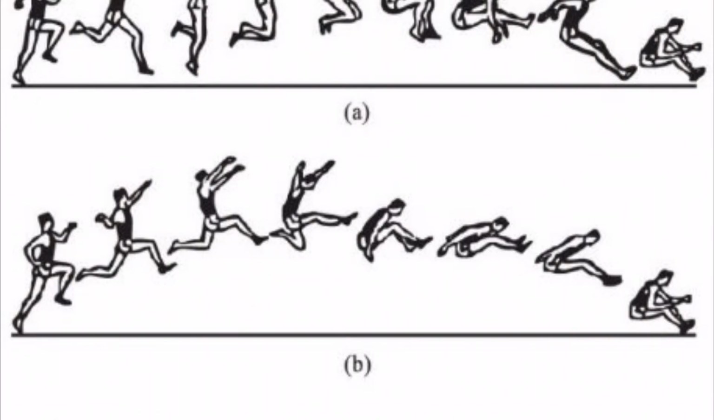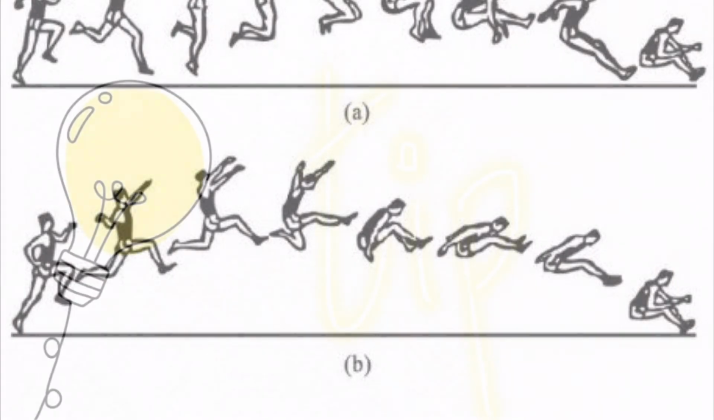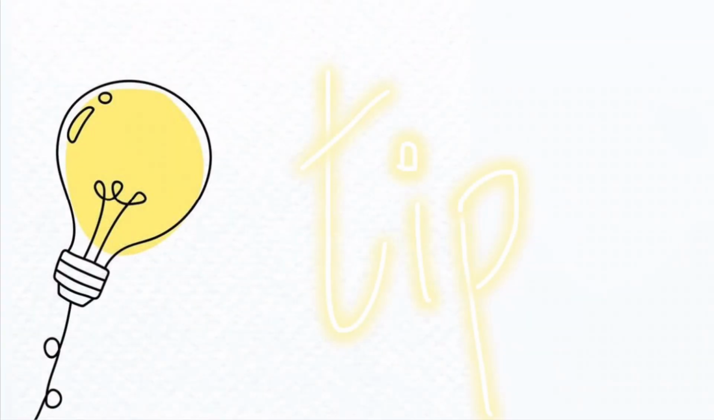As we can see here, when a person is landing from a jump, he is trying to lower down his center of gravity. Also by increasing his base of support, as shown in the figure, he can achieve a great landing. So that's all about the principles of stability.